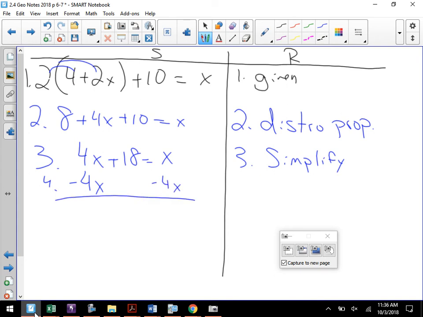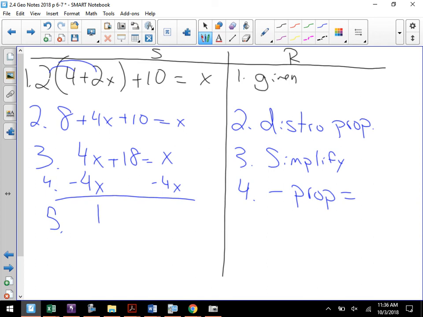So when I subtract something on both sides of an equal sign, what am I using? Yeah, subtract property equal, exactly. Subtract property equal. Then when I rewrite, what am I doing? Simplifying, yeah.